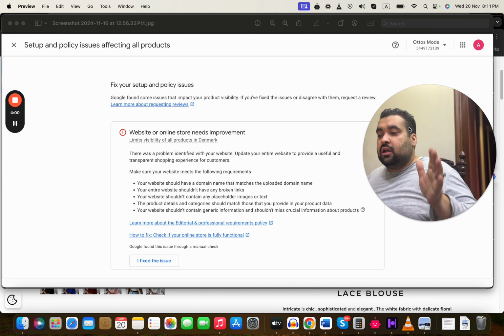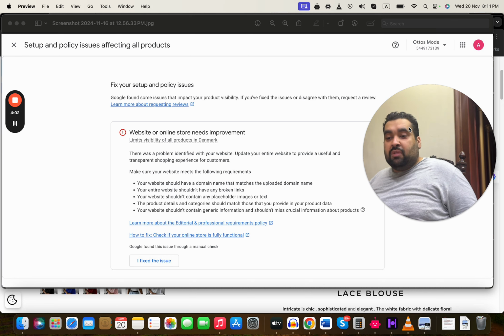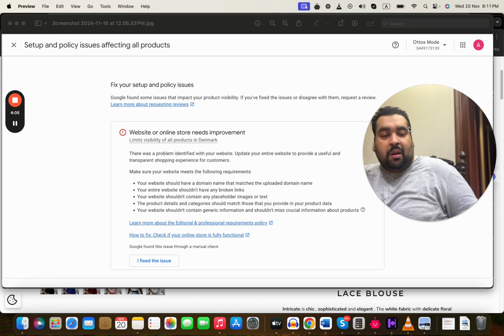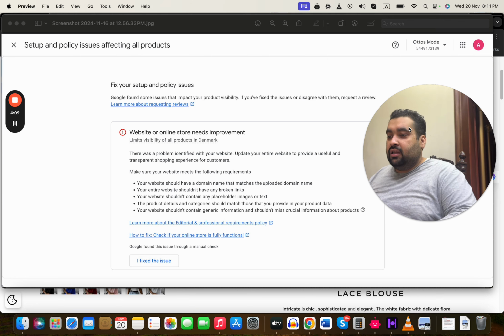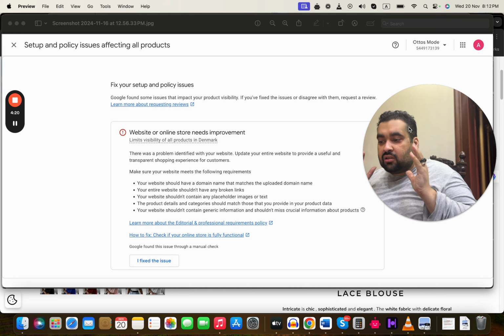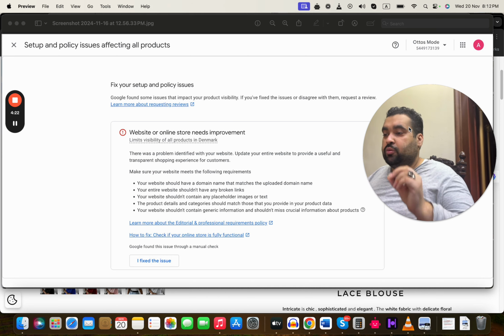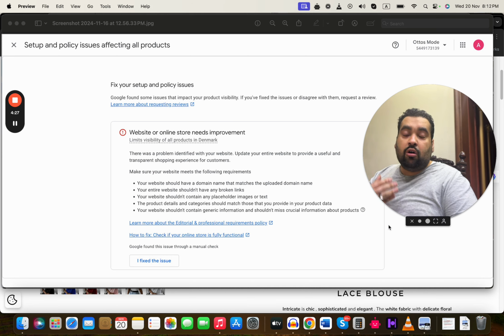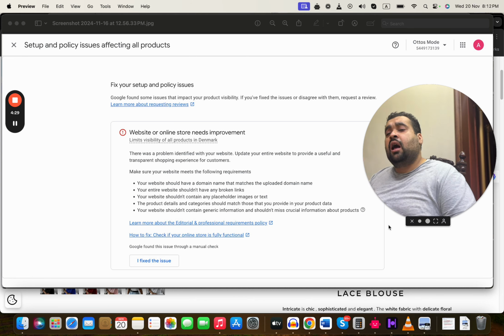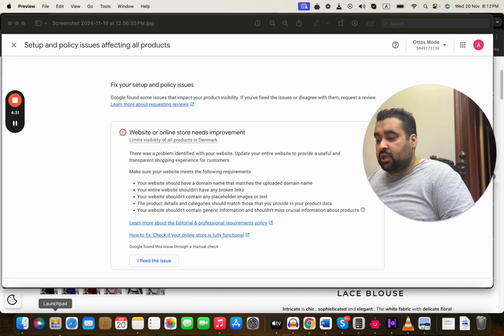Your website product details and categories should match. Sometimes there was a client who had empty categories, and sometimes he was adding other products in different categories, which also caused suspension. Your website should not contain generic information and shouldn't miss crucial information about products. So there are at least 5 points which need to be sorted out as per Google. But in practice, there are many more checklist items which we have to look at.